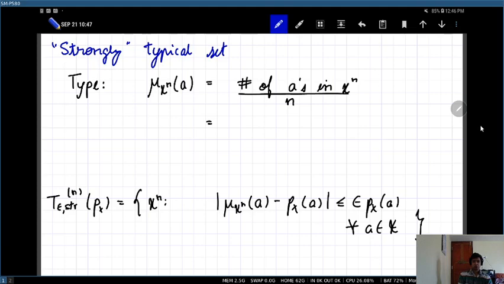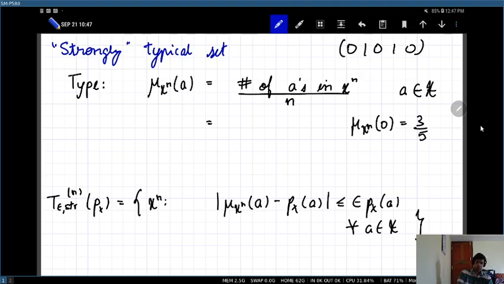So given any sequence xn, the type is going to be a probability mass function. It's denoted mu xn, and for any a in the alphabet script x, mu xn of a basically gives you the fraction of a's in that particular sequence. So for example, if I have a binary sequence 0 1 0 1 0, then there are 2 1s and 3 zeros, so the type is mu xn of 0 is 3 over 5 and mu xn of 1 is 2 over 5.